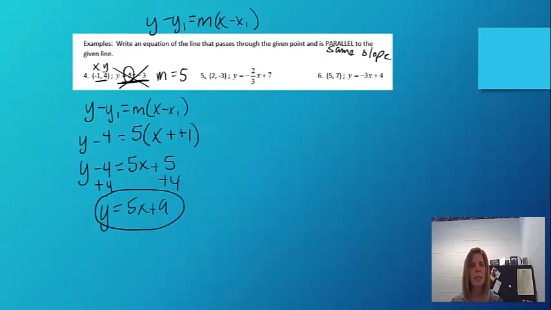All right, number 5, same thing. My line goes through the point (2, negative 3), and it is parallel to the line y equals negative 2/3 x plus 7. So first thing I need to just draw from this line is the slope. So I'm going to circle the number next to the x. So my slope I know is going to be the same as that one. So my slope has to be negative 2/3. Then I'm going to cross off that equation because I don't need it anymore. It was just to pull the slope from.